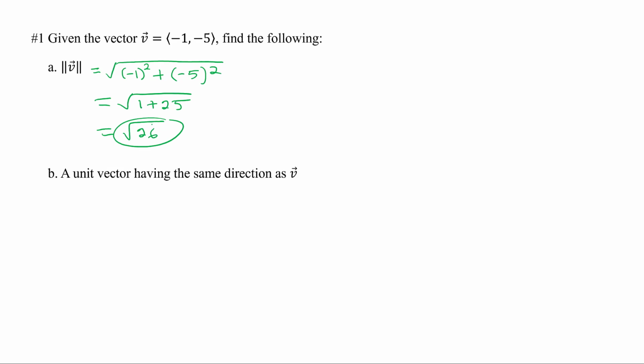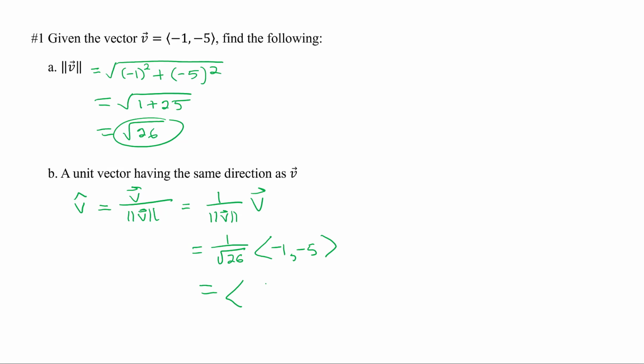All right, and then we go on to finding a unit vector having the same direction as v. We usually write a unit vector with a little caret on top to indicate that it is a unit vector. And to find the unit vector, we take the vector v, we divide it by the magnitude of that vector v. I usually think of this as 1 over the magnitude of the vector times the vector itself, and in this case that would be 1 over the square root of 26 times the vector v, which is -1, -5. But we don't want to leave it like this.